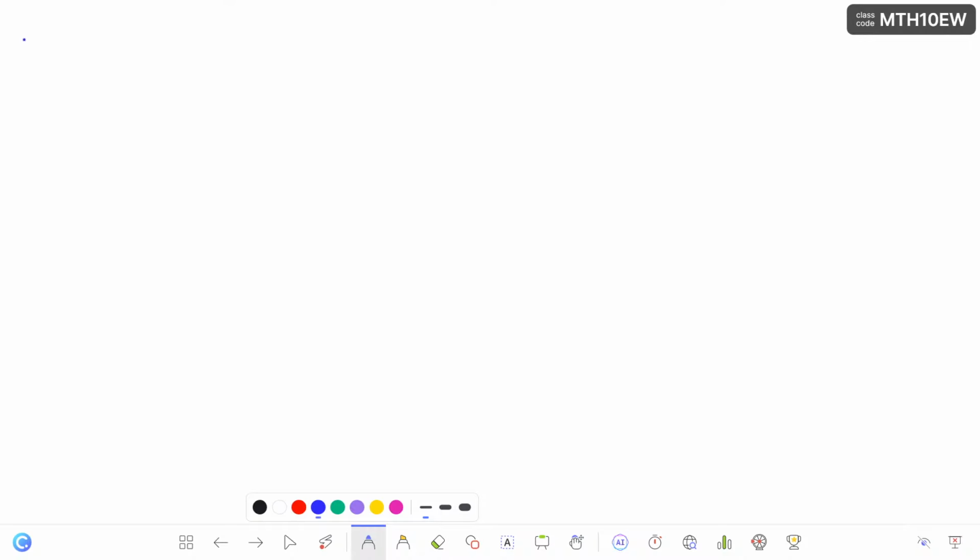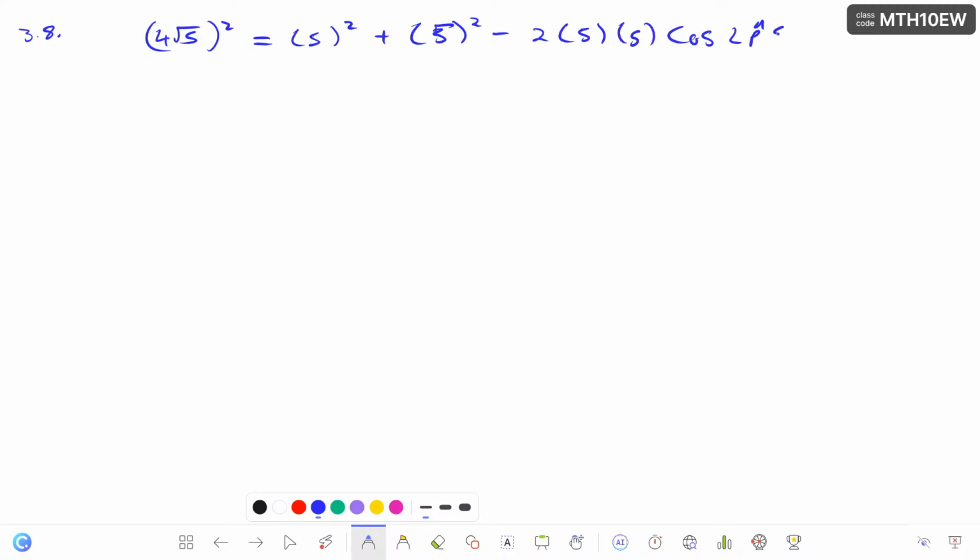So it's the last question, which is 3.8. So I'm saying now we can substitute the distance SL as 4 root 5 squared. The distance LP is 5, and the other distance PS is 5 squared, minus 2 times 5 times 5, cos of LPS.